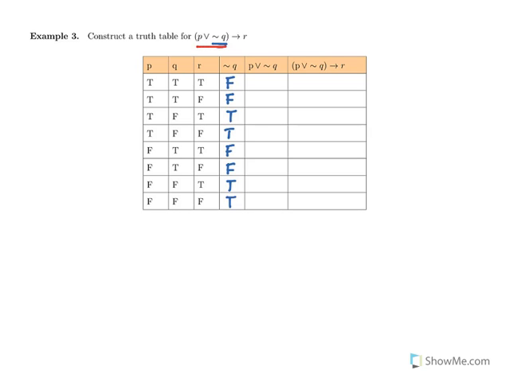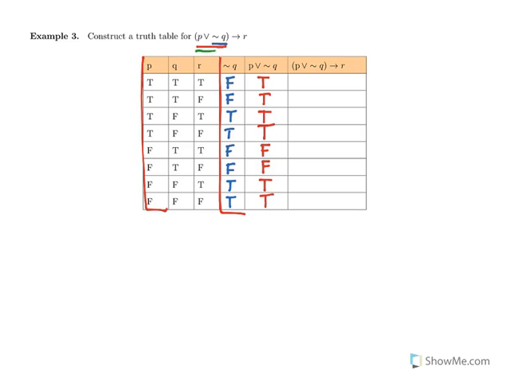Then we look at P or not Q. That is, we are looking at our first and our fourth column. And if there is a true in either one of those, then the whole thing is true. So the first 4 are true just because there's a true in the P column. The next 2 are false because they both have falses, and then the last 2 are true because the not Q is true.